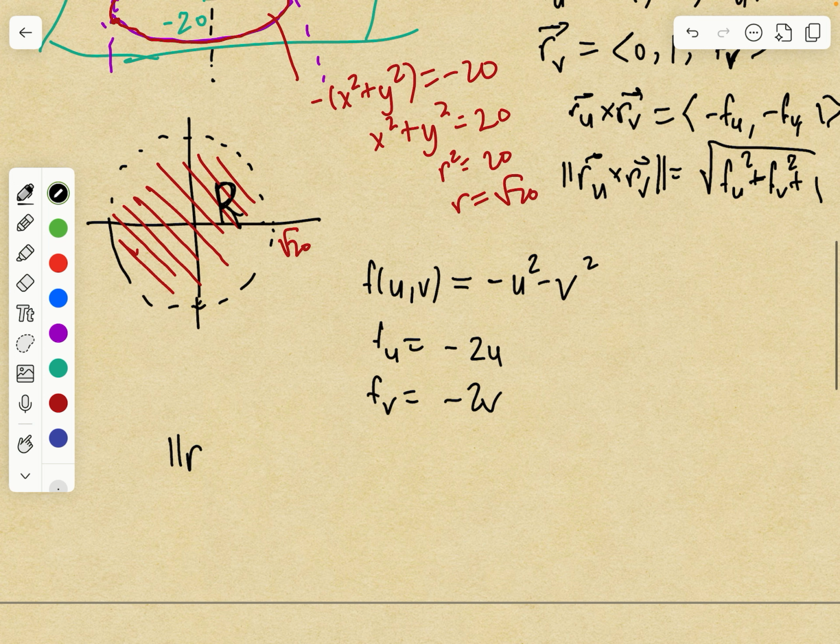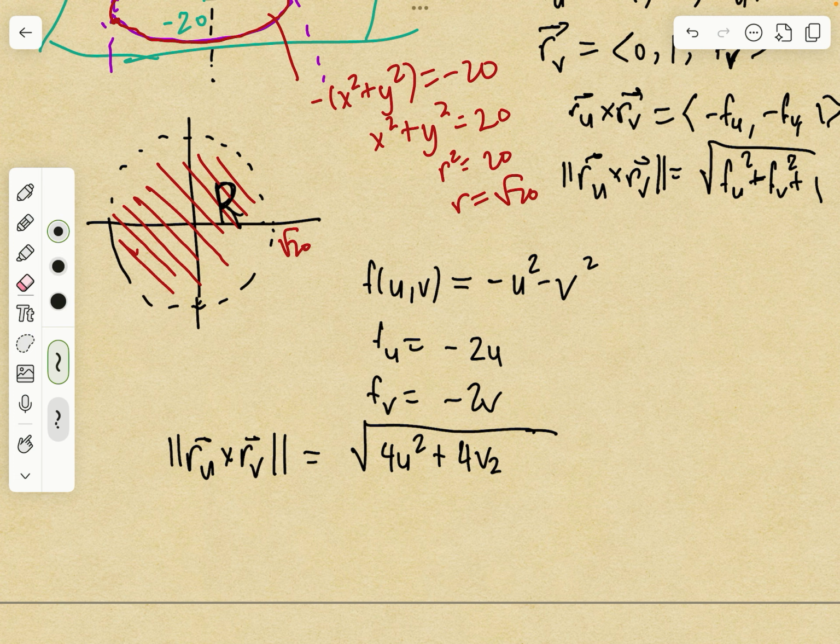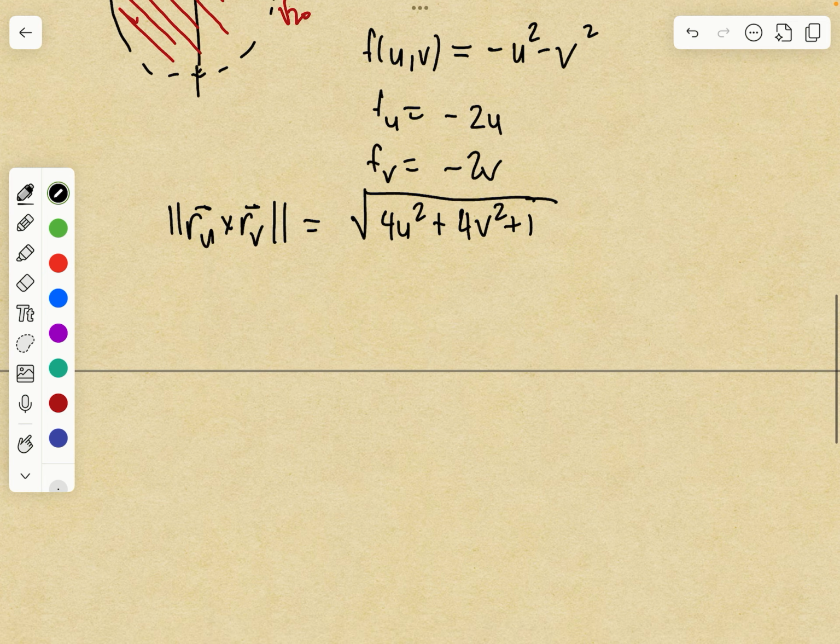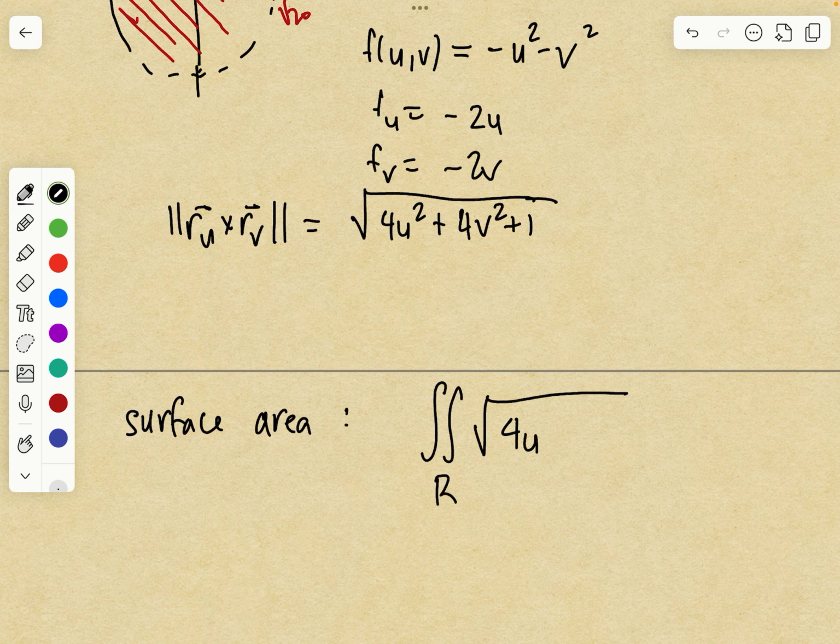So then the magnitude of r sub u cross r sub v is the square root of (negative 2u) squared, that's 4u squared, and then (negative 2v) squared is 4v squared, plus 1. So the surface area is the double integral over R of the square root of 4u squared plus 4v squared plus 1 dA.